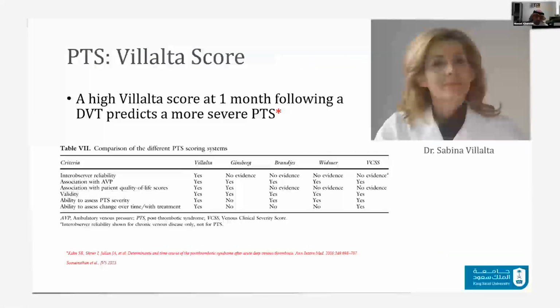There are a lot of scores that we've tried to employ in order to quantify the effect on quality of life and the clinical effect on patients. But I think the Villalta score is probably the one that checks most of the marks that we look at, and is the one that we use mostly when we get post-thrombotic syndrome. A high Villalta score at 1 month has been associated with, or predicts, a more severe form of PTS.